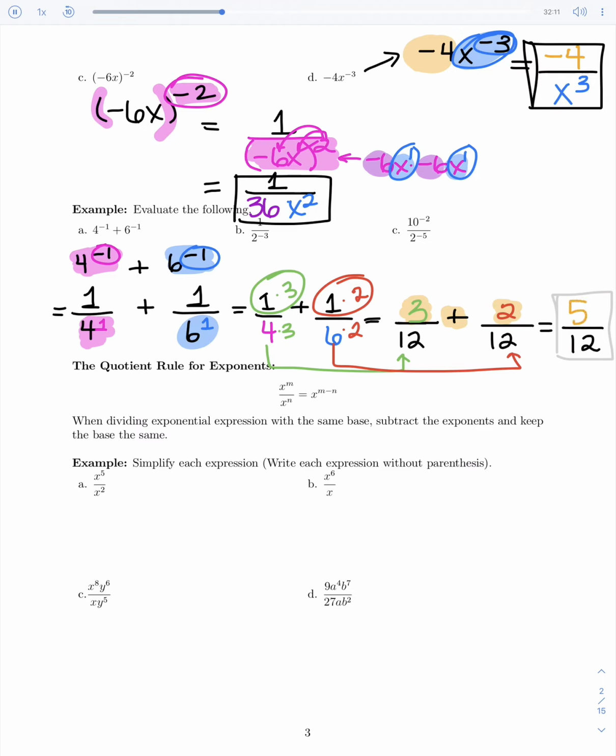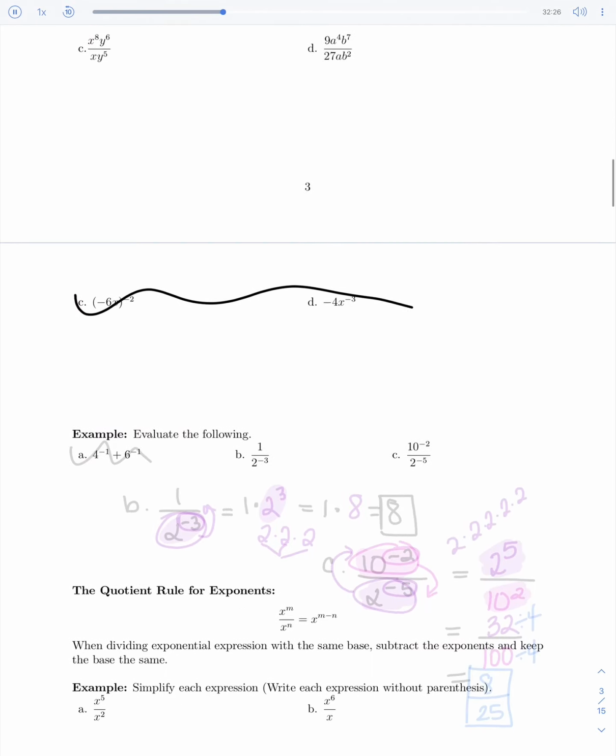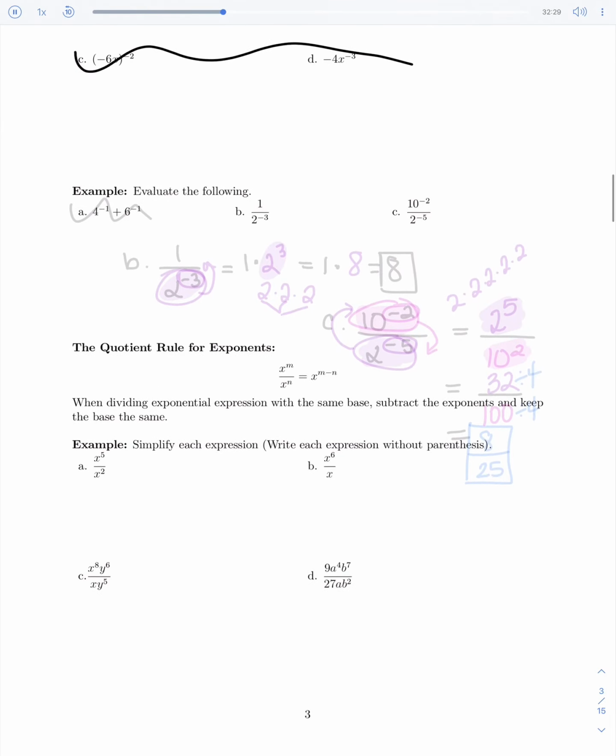Just like any other problems in math, if you have a fraction, you need to make sure it's reduced. Our 5 over 12 is reduced, so we're done. But if it had not been reduced, we'd need to reduce it. Continuing along, we've done these first couple groups of problems. And then we have done the first one on the second group.